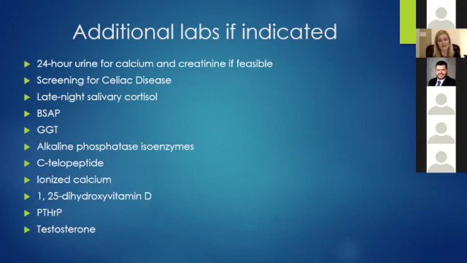Then depending on those initial labs, and also depending on the patient's assessment during their clinic visit, I'll usually add on a 24-hour urine for calcium and creatinine if it's feasible. A lot of our patients have mobility issues, so it isn't always something that we are able to do. We'll screen for celiac disease, and we'll look at late night salivary cortisols in patients who we are suspicious of Cushing's.